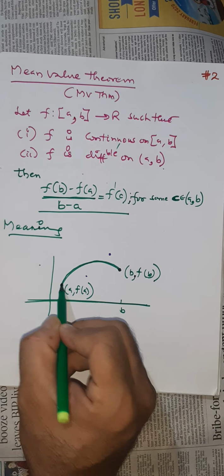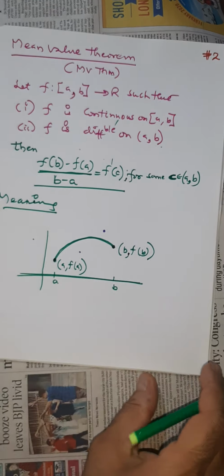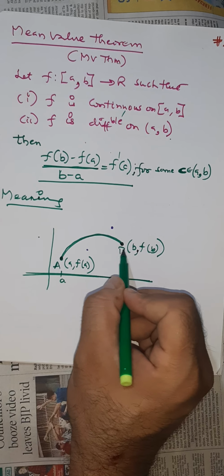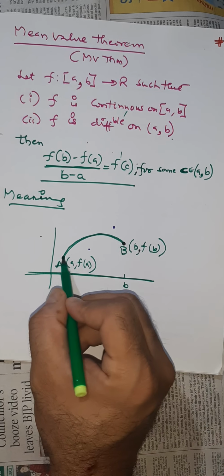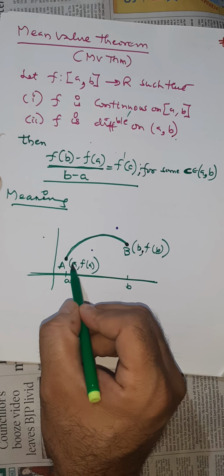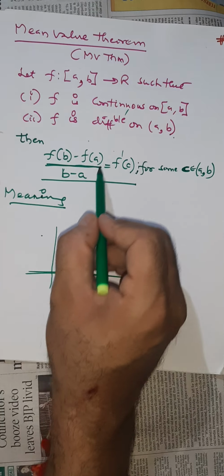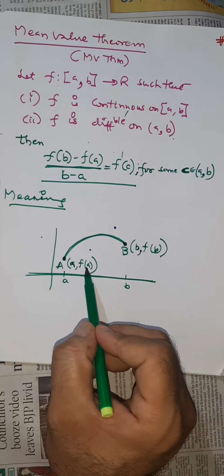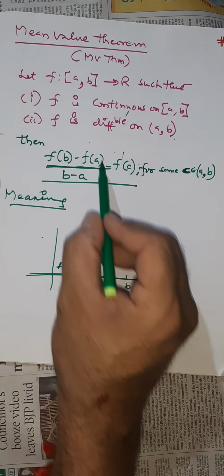Now, if you recall 11th standard, find the slope of the line joining these two. Let me call this A and B. So what's the slope of the line joining these two? Y2 minus y1 upon x2 minus x1, that is the left hand side.